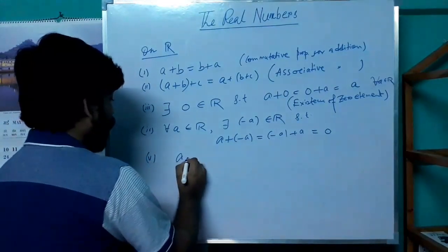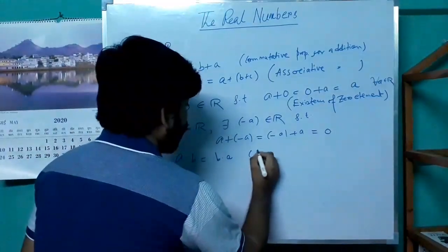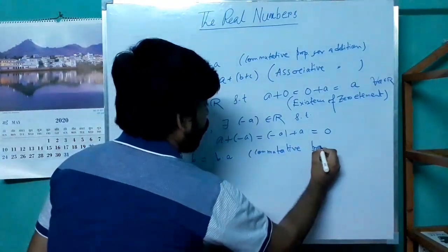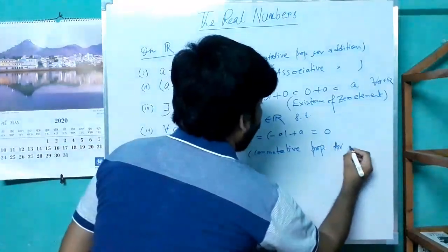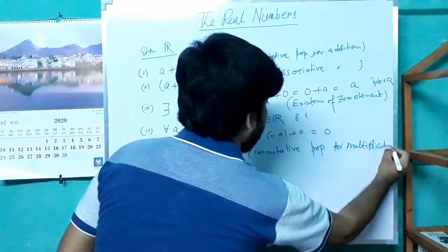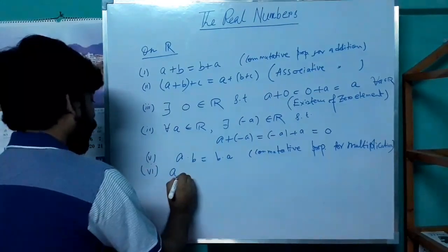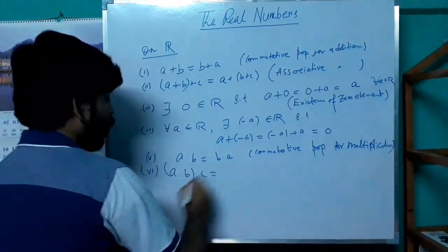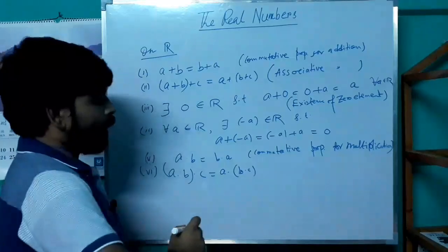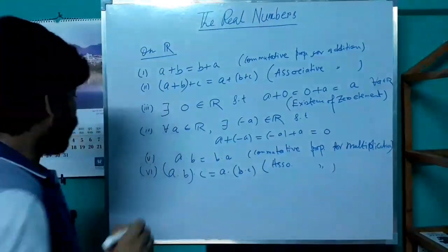Similarly, for multiplication we assume four properties which hold in R. The fifth is a dot b equals b dot a, known as the commutative property for multiplication. The sixth property is (a dot b) dot c equals a dot (b dot c), and this property is known as the associative property for multiplication.